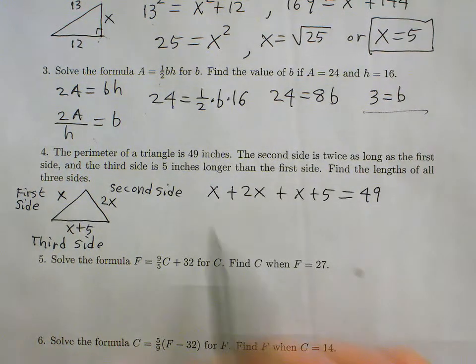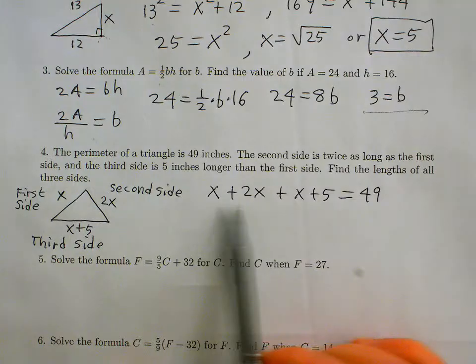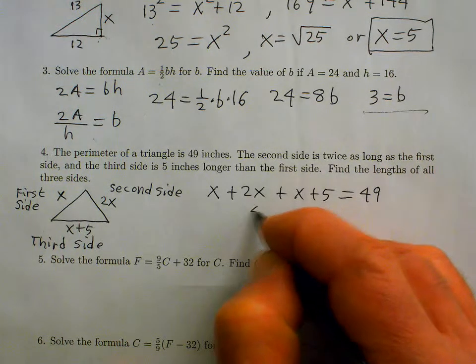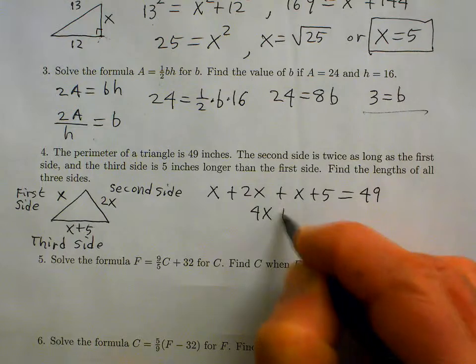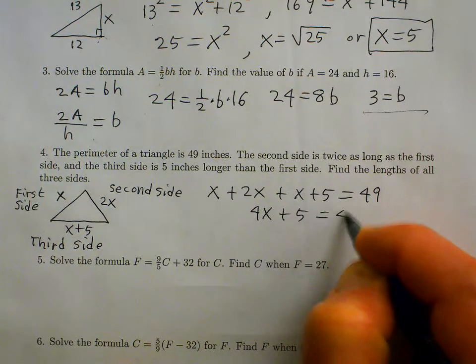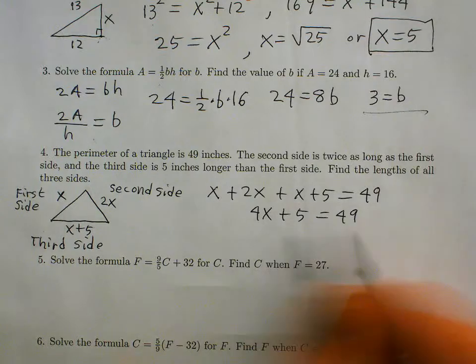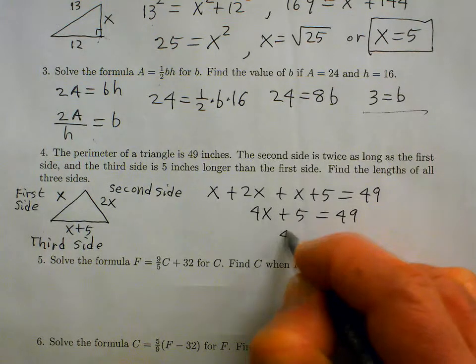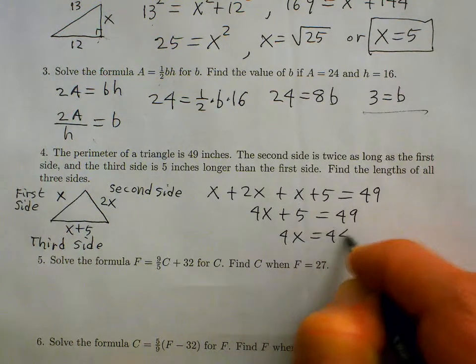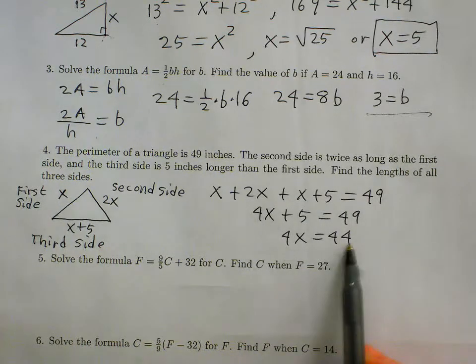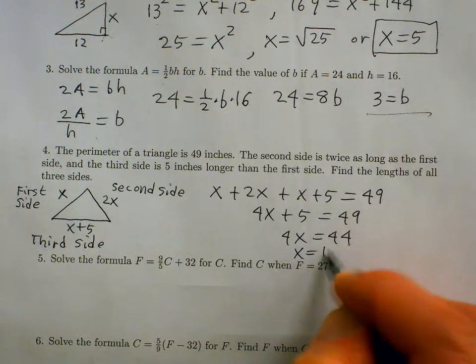So we just solve for x. x plus 2x plus x is a total of 4x. So we have 4x plus 5 equals 49. And then subtract 5 from both sides, we get 4x equals 44. And then when you divide both sides by 4, you get x equals 11 inches.